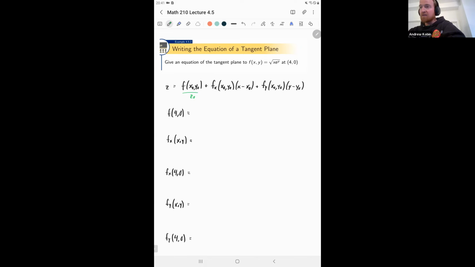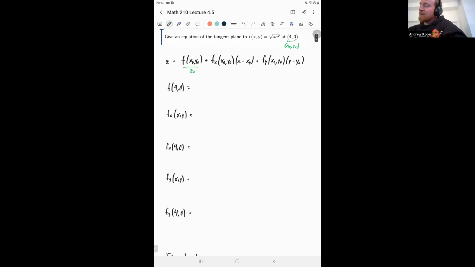This is an equation for the tangent plane to the point x naught, y naught, and here we want to plug in 4, 0 everywhere we see x naught, y naught. So I'm going to break this into a few computations. The first piece we have is what's the value of the function at this particular input value. And the function here is square root of x times e to the y. If we plug in x equals 4 and y equals 0, we'll see that we have 4 times e to the 0, and take the square root. E to the 0 is 1, square root of 4 is 2. So we get a z value of 2.